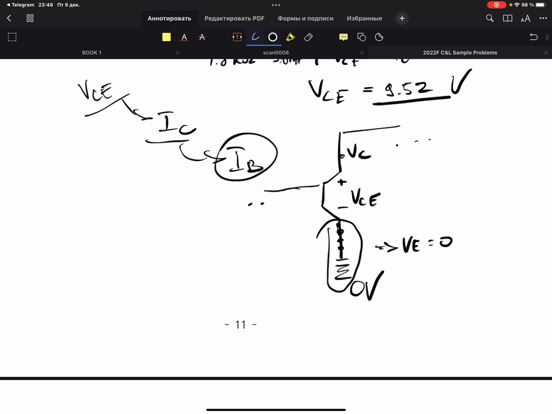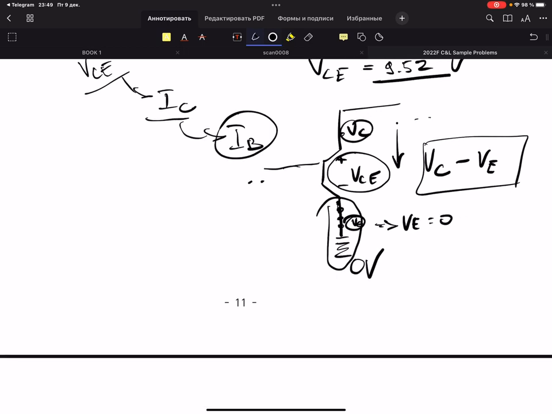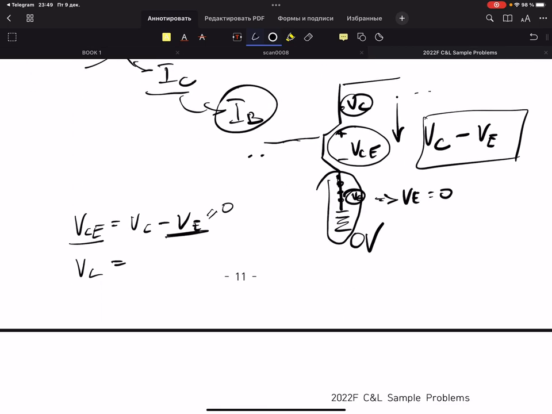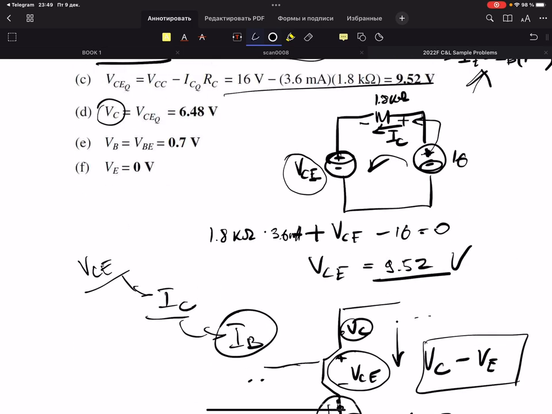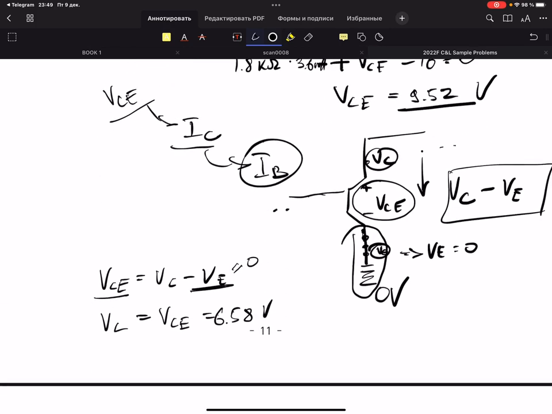Here VCE, and here VC. The current goes in this direction. So VCE's value is VC minus VE, right? Because it goes from this potential VC to VE. We don't know VC, but we know VCE. I mean, VCE equals VC minus VE, and VE we know is equal to 0. That means VC is equal to VCE. So it is this value, and actually this is 4.